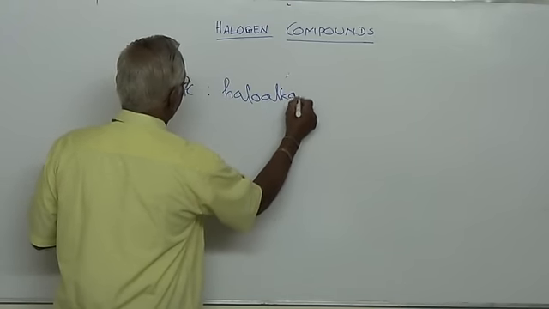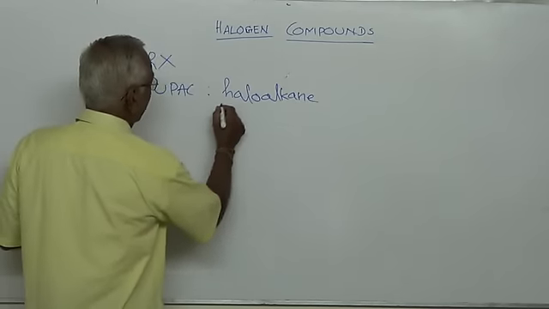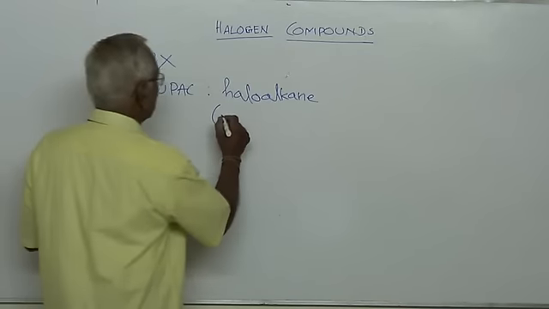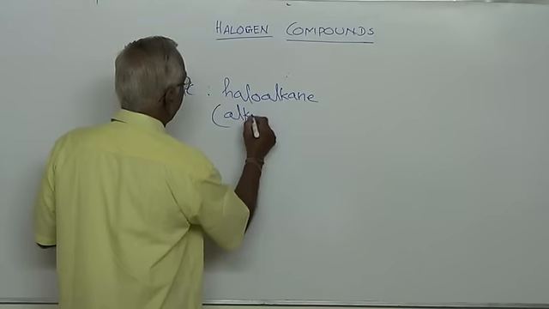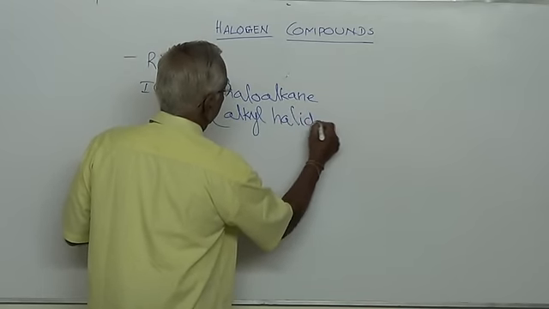Haloalkane. There should not be a space between the halo and alkane. And the commercial name, we always write the commercial names within brackets. It's known as alkyl halide.